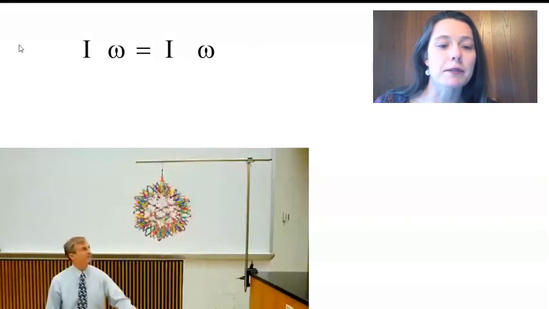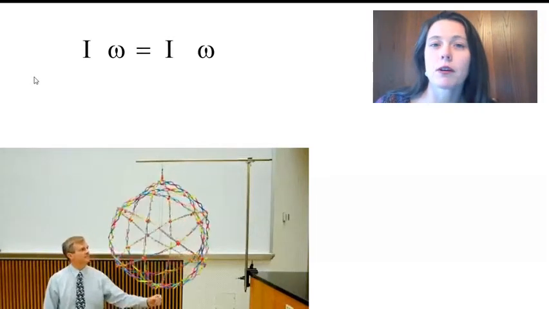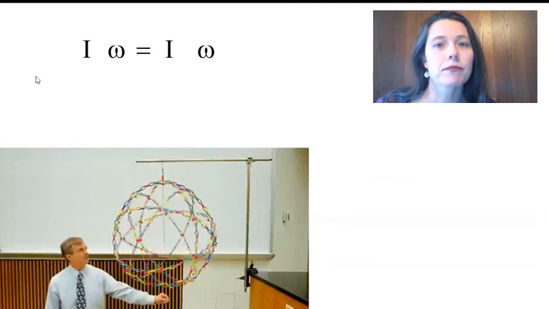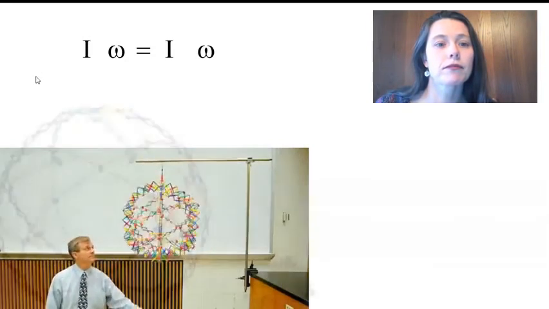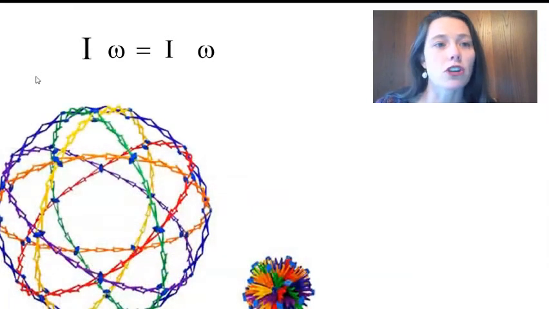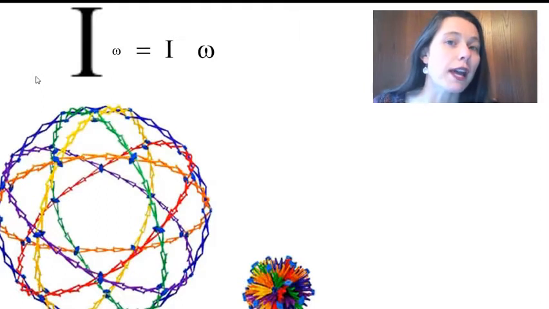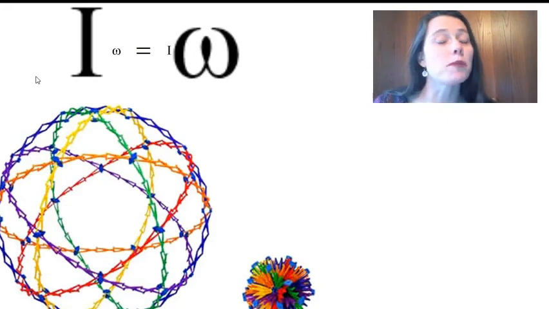Watch as the man collapses the sphere. It spins much faster. Why? When the sphere is large, it has a large rotational inertia, which means it will have a small angular velocity. When you collapse the sphere, the inertia becomes small, which means to equal the same value, the rotational velocity must be much larger.